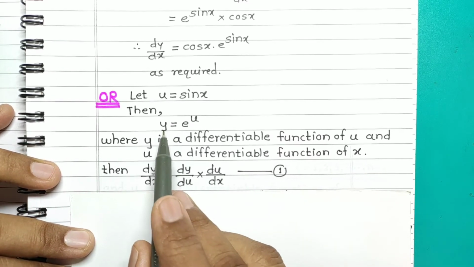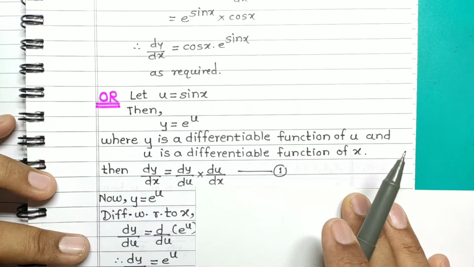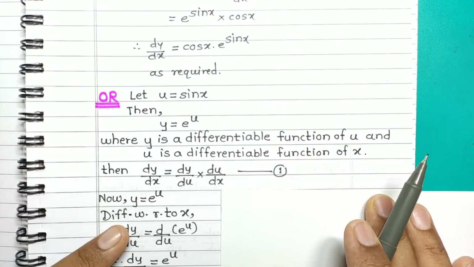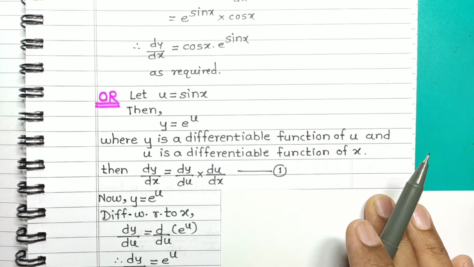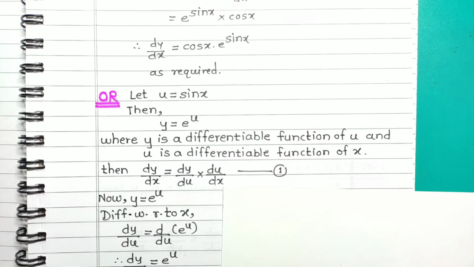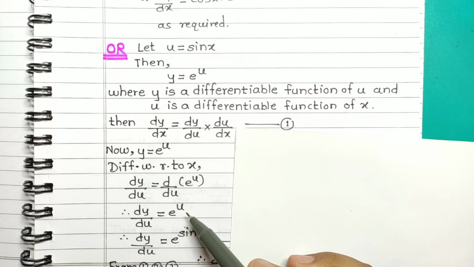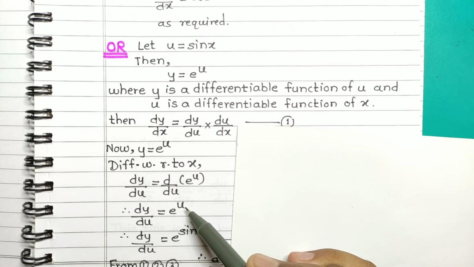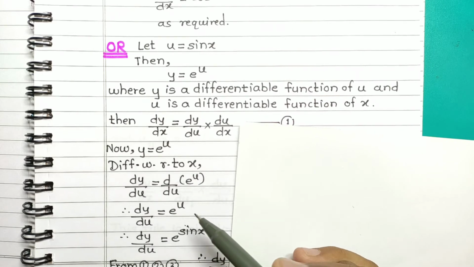So since y is a differentiable function of u, let's differentiate it. We have y is equal to e raised to u. Differentiating, we have this derivative as dy by du is equal to e raised to u. Replacing this u by sin x, we have dy by du is equal to e raised to sin x.